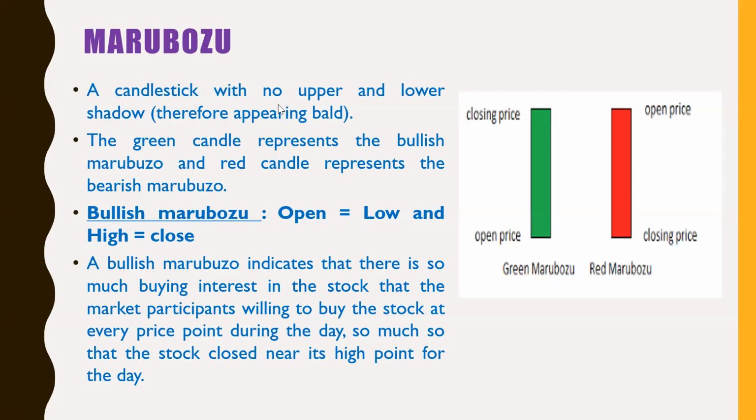So the candlestick has no upper and lower shadow, and appears bold. You understand what a Marubozu is? In reality, if you have one small wick, that is also considered a Marubozu. The green candle represents the bullish Marubozu and the red candle represents the bearish Marubozu.